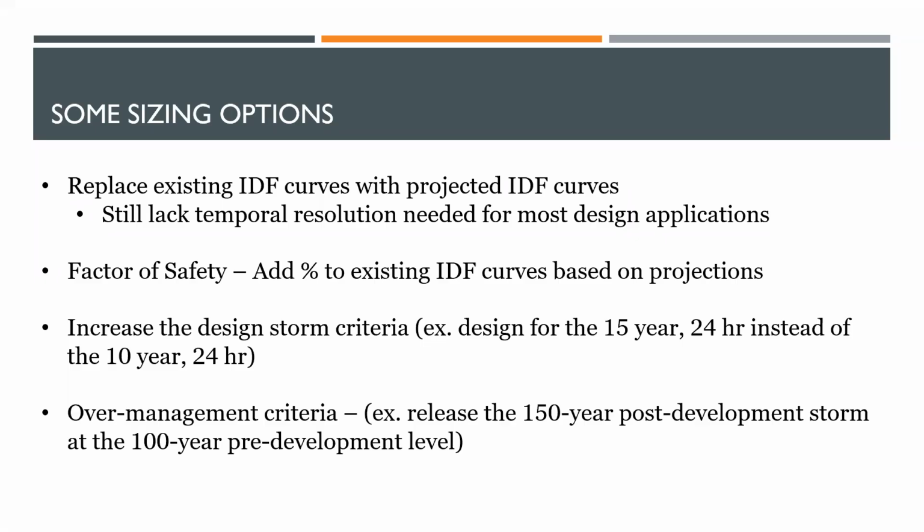So you could think about those types of scaling practices and say you want to design for conveyance to handle the 15-year 24-hour instead of the 10-year 24-hour. And then there's sort of over-management criteria as well that are an option. So these are just some things that are on the table.